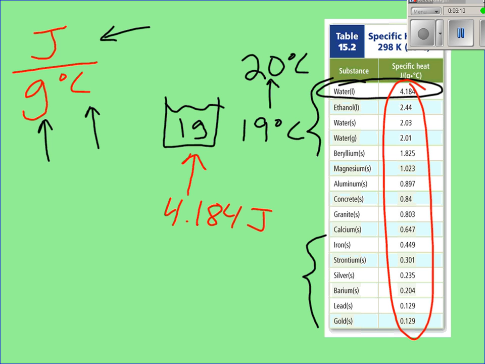However, the substances that are near the top have high specific heats. High specific heats just means that it takes more energy to raise 1 gram of a substance by 1 degree Celsius. In other words, it takes longer for it to heat up.